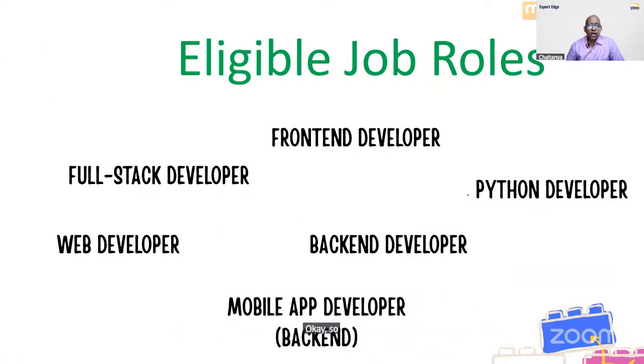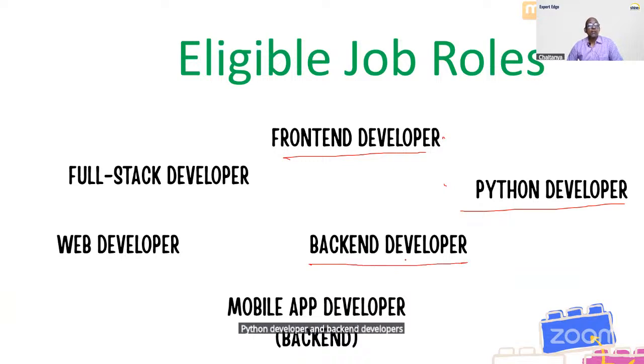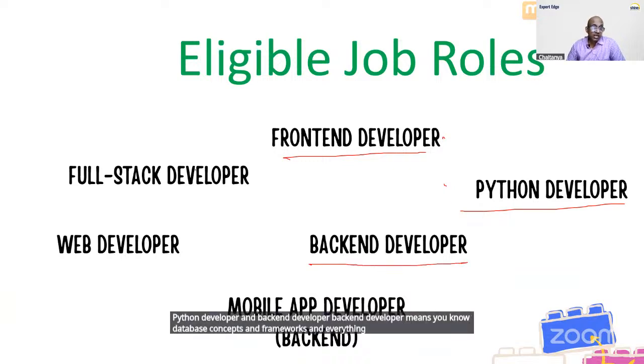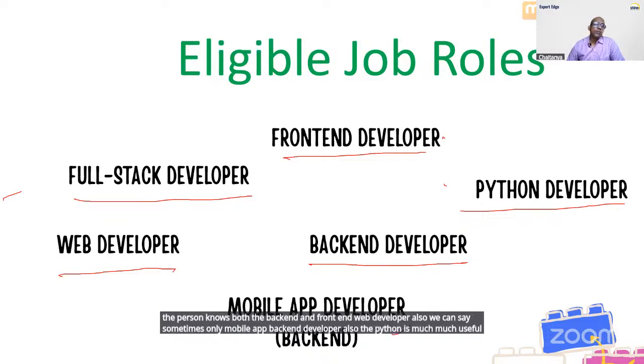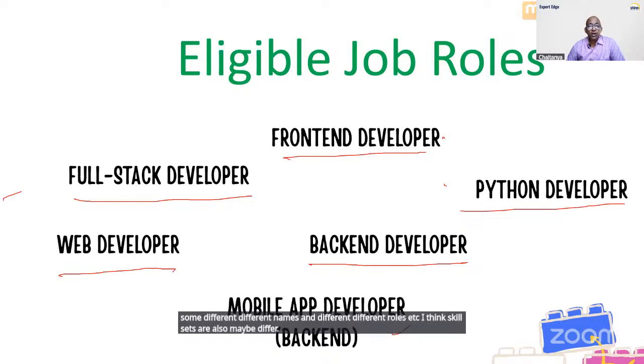So these are the different job roles we have: front-end developer, with HTML, CSS, JavaScript, Bootstrap, React.js; Python developer; and backend developer. Backend developer means database concepts, frameworks and everything. A full stack developer knows both the backend and front end. We can sometimes say web developer also. Python is also very useful for mobile app backend development. So many job roles are eligible, and everyone calls them by different names and roles. The skill sets may also differ, so be cautious while choosing the correct role. Full stack developer means you should know both the back end and front end. Clear? That's all from my side.